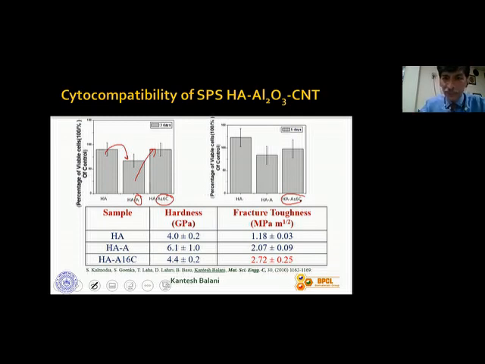And also in terms of toughness, it is more than doubling. You require a minimum of around 2 megapascal root meter to serve as a cytocompatible and structurally integral, integrated coating. So the minimum number is 1.5 to 2 megapascal root meter, and we're able to achieve that in both. Only thing is, in alumina, I may have to compromise on cytocompatibility, but with carbon nanotube, I don't compromise on that.